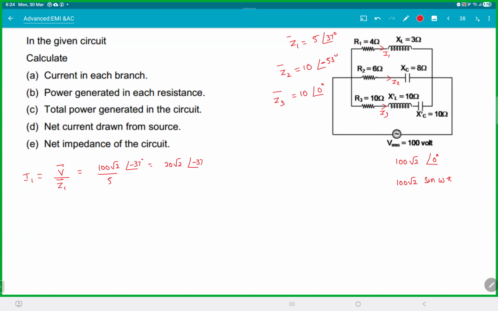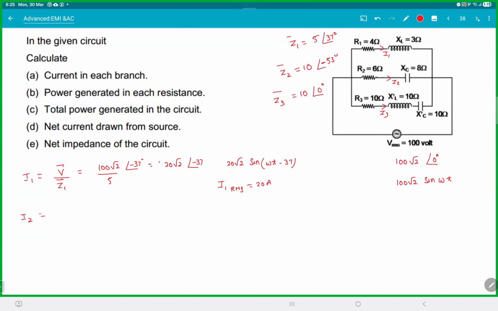Now he didn't ask you for a function of time t, so you can just divide. This is the peak value, so you can say 20 ampere. But if they did ask you for time t, this would have been sine omega t minus 37. So the current in this branch, I1 RMS, is 20 ampere.